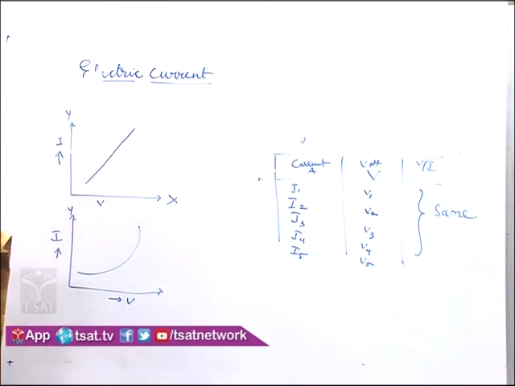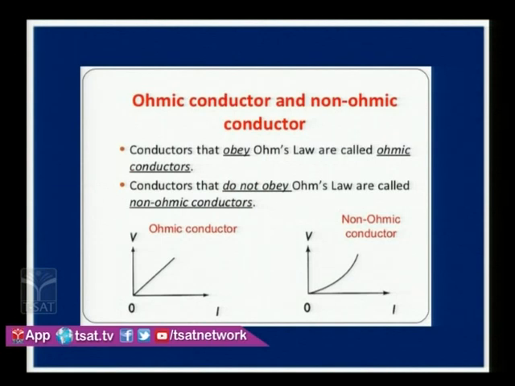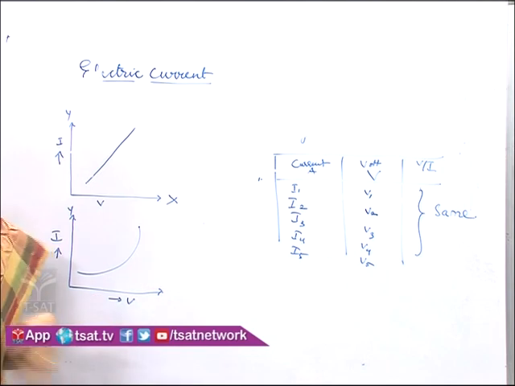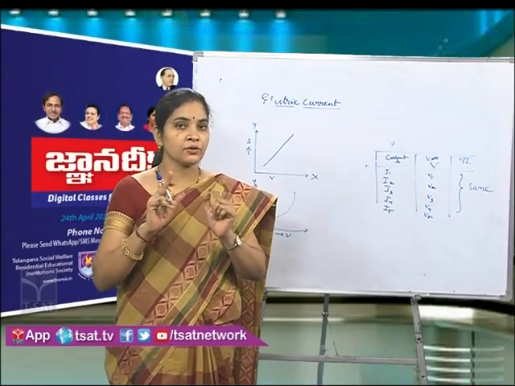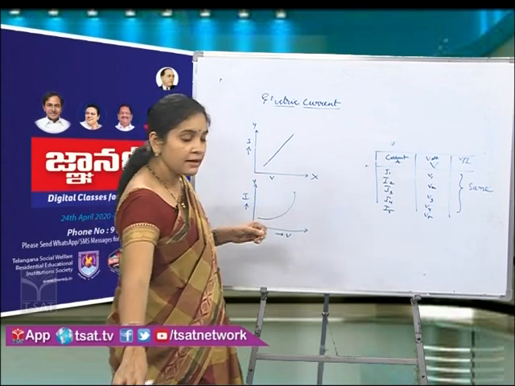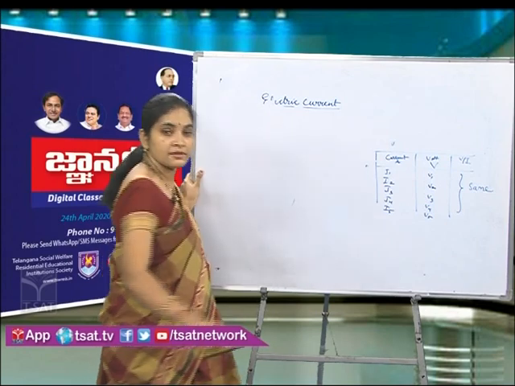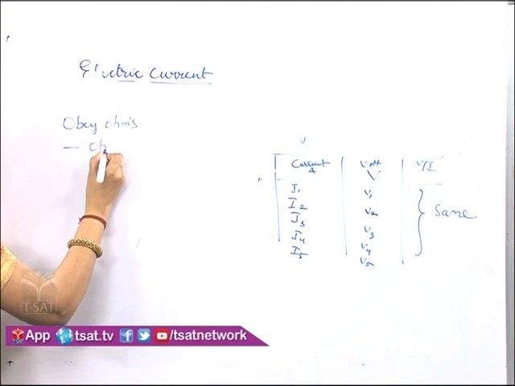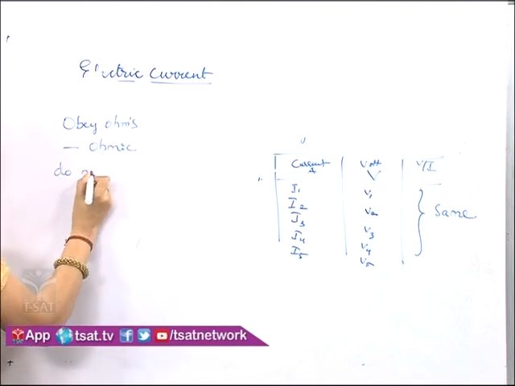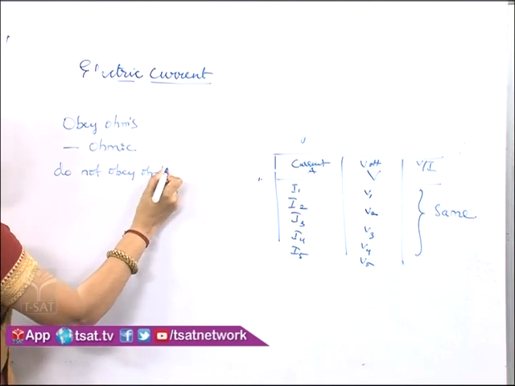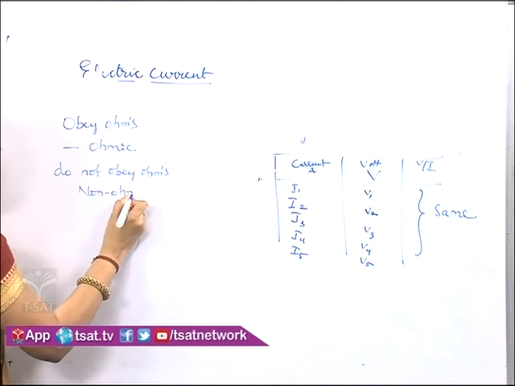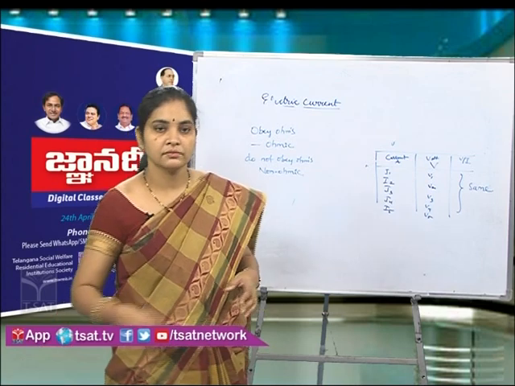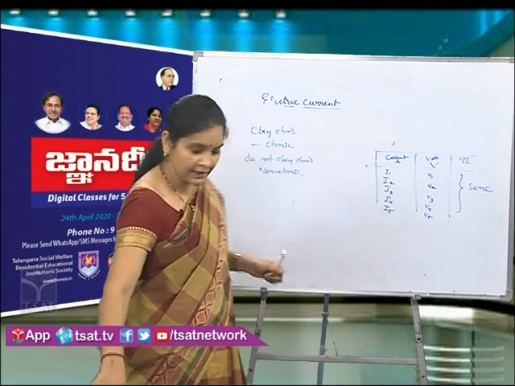Children, you can see in the slide, for the iron spoke the graph was a straight line graph, and for the LED the graph was a curved graph. So based on Ohm's law, materials are classified into 2 categories. The materials which obey Ohm's law are known as ohmic materials, whereas the materials which do not obey Ohm's law are known as non-ohmic materials. So based on Ohm's law, they are classified into 2 types: ohmic materials and non-ohmic materials.